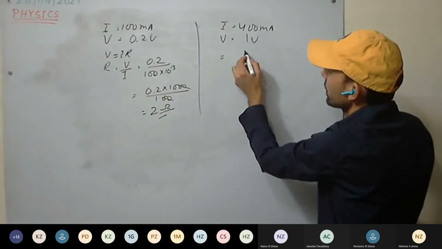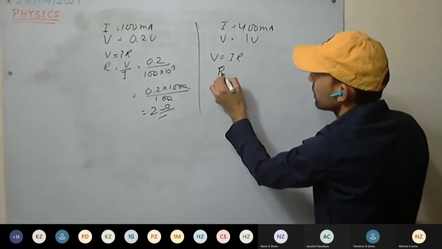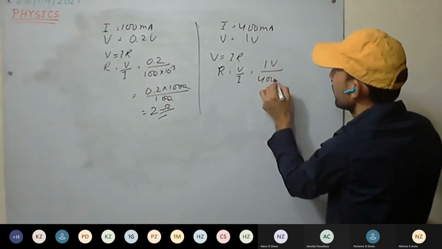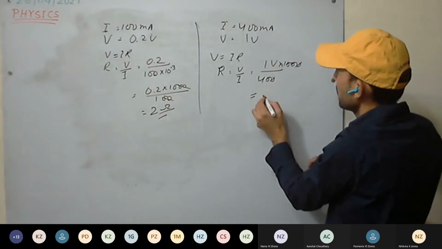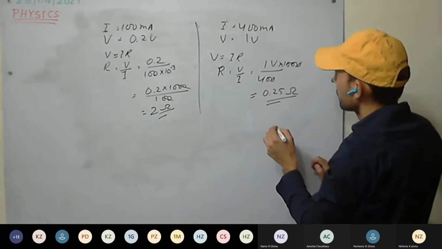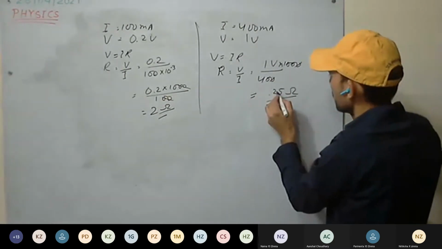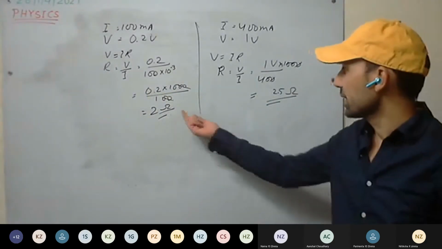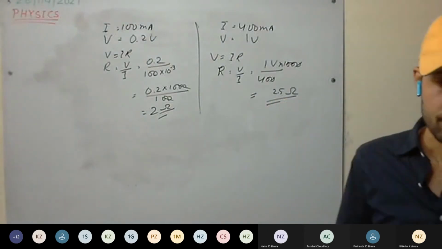So V equal to IR, R equal to V upon I. So 1 volt divided by 400 into 10 raised to power minus 3, which is 2.5 ohm. Is this clear? So you can see the change in resistance, 2 ohm to 2.5 ohm.